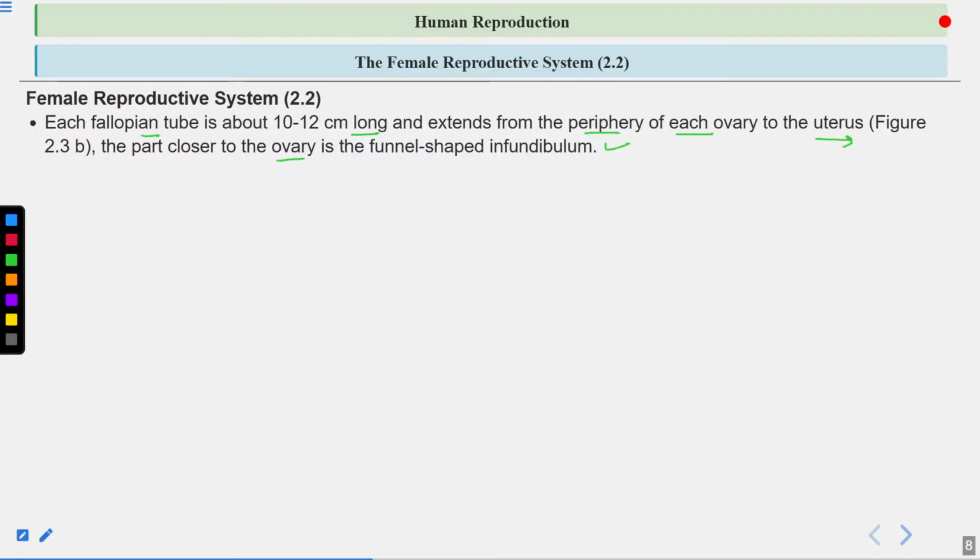So the fallopian tube has 3 parts. One of the parts is known as the infundibulum. So what is the infundibulum? The part near to the ovaries, which is funnel shaped. This is known as the infundibulum.